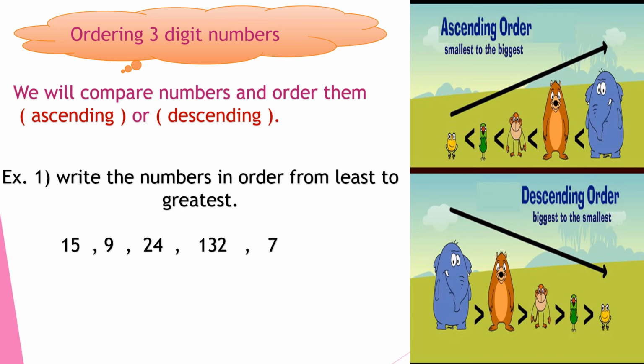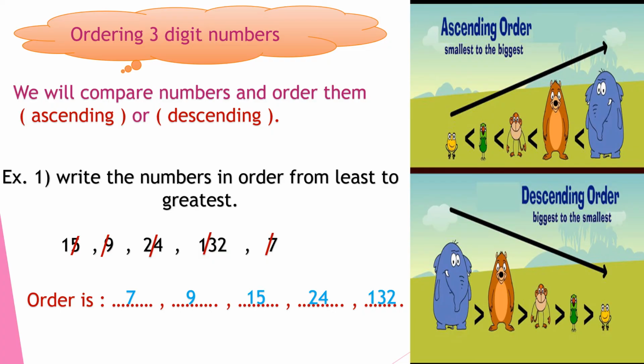Which is the smallest number? 15, 9, 24, 132, or 7. The smallest number here is 7. Then write 7 and cancel it. And the smallest is 9. Write 9 and cancel it. We have here 15, 24, 132. The smallest is 15. Write 15 and cancel it. And write 24 and cancel it. And the last number 132.